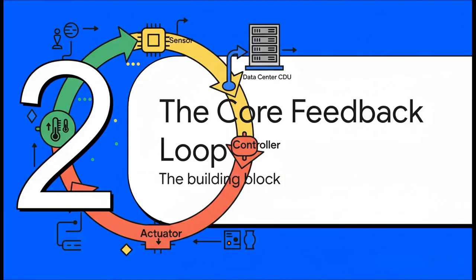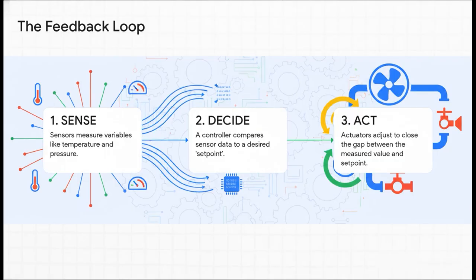So how does this control logic actually work? What's happening under the hood? Well, at its heart, every single control system, from the thermostat in your house to this advanced CDU, relies on one really powerful principle: the feedback loop. This is the secret sauce to how any system can self-regulate. This sense, decide, act loop is just constantly running over and over again.